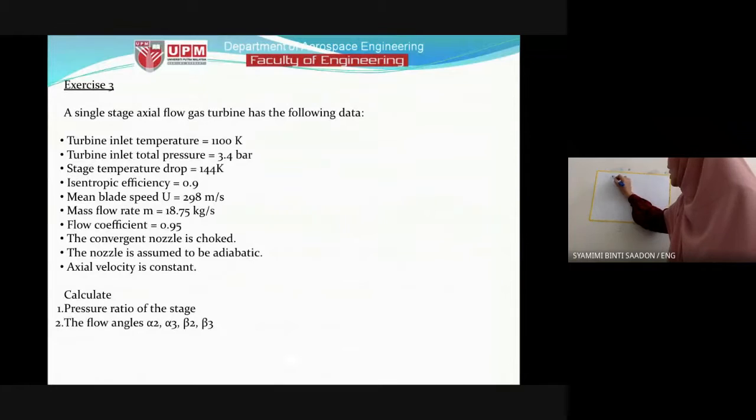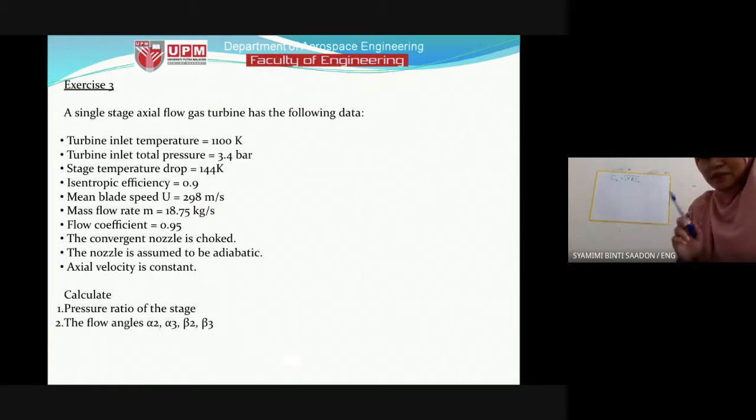So we have C2 equals square root of gamma R T2, because choked means Mach number is equal to 1. So the absolute velocity is equal to the speed of sound, square root of gamma R T2. And we know this equation for a choked nozzle, because Mach number equals 1. Remember it from the previous chapter.